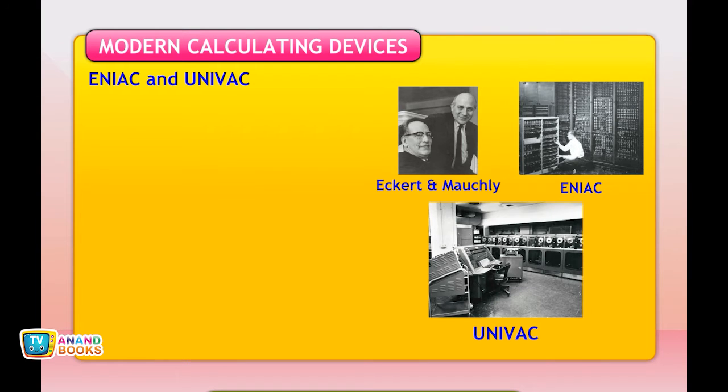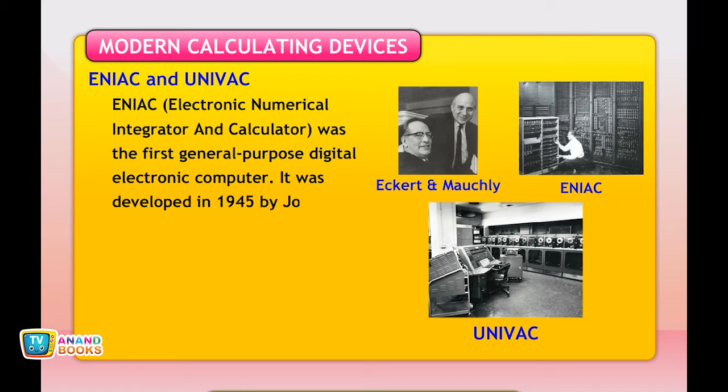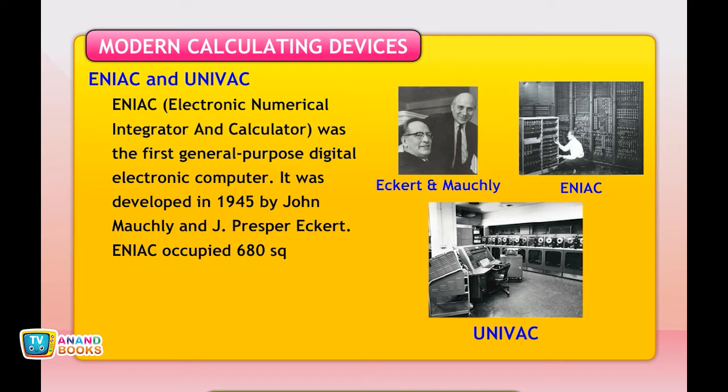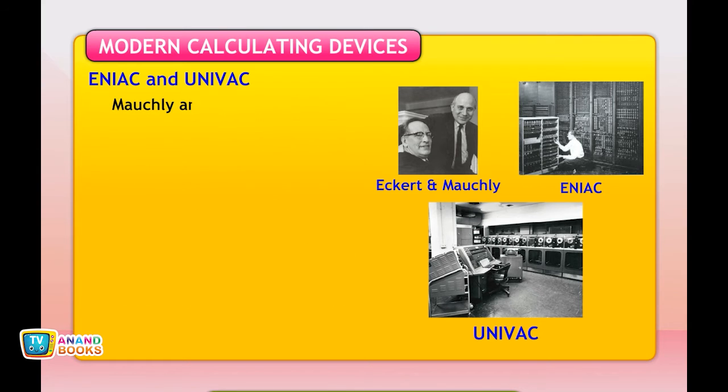ENIAC and UNIVAC. ENIAC, Electronic Numerical Integrator and Calculator, was the first general-purpose digital electronic computer. It was developed in 1945 by John Mauchly and J. Presper Eckert. ENIAC occupied 680 square feet area and weighed around 28,000 kilograms. It had to be reprogrammed for each task.